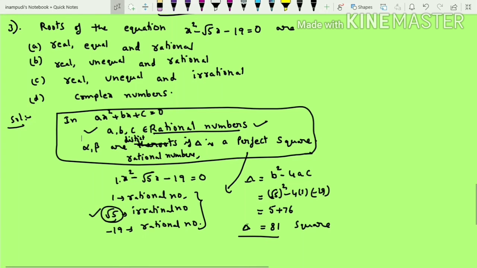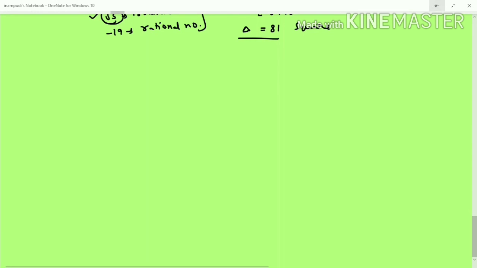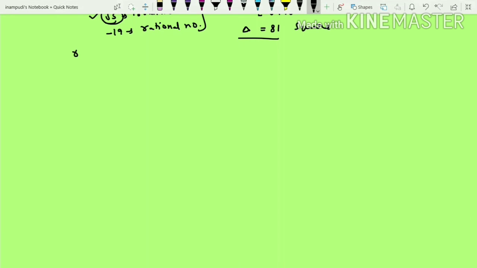So the claim that the roots are rational is not correct. Okay, next we can observe the equation.